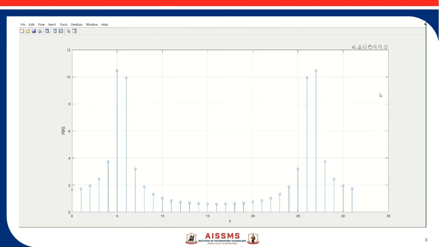So this is the DFT plot. As you see, in the previous DFT plot the other frequency bins had magnitudes of 0, but now we are getting non-zero amplitudes of the frequency components in the DFT plot.